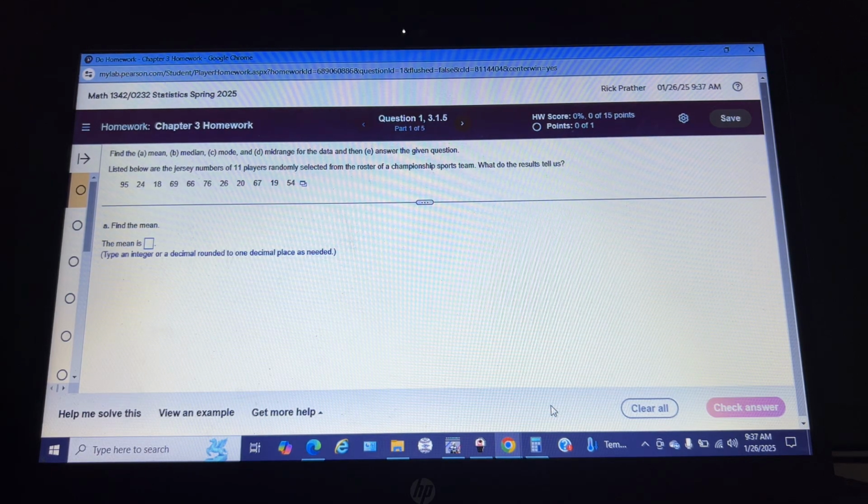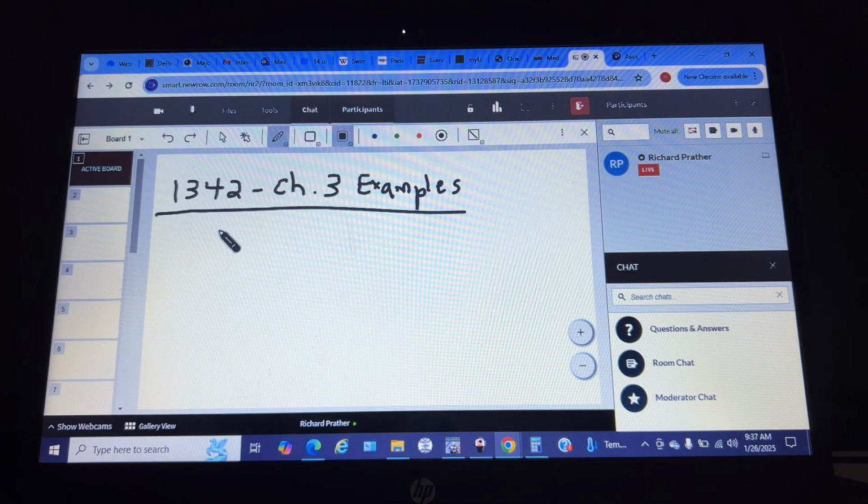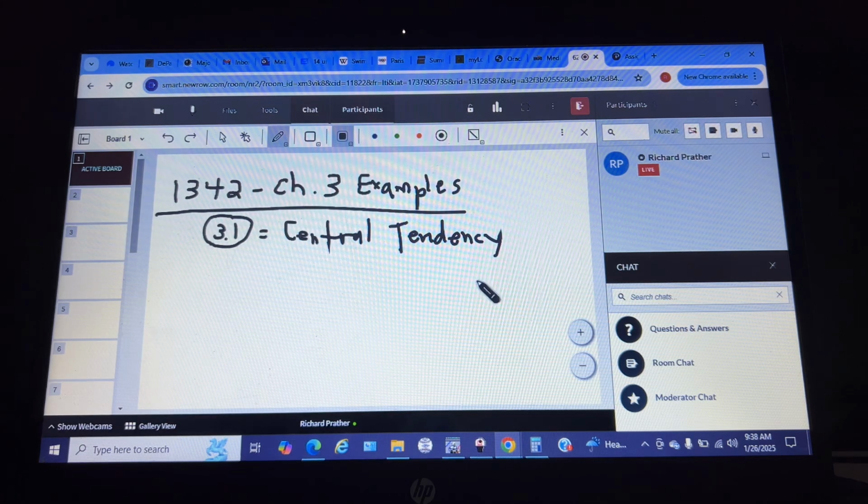Okay, Chapter 3, Section 1 is about center of data. Most of this people have seen before in high school and even way down to junior high, although we'll do more with it than that. These are called measures of central tendency. Where is the middle of data? What is a typical or average one?